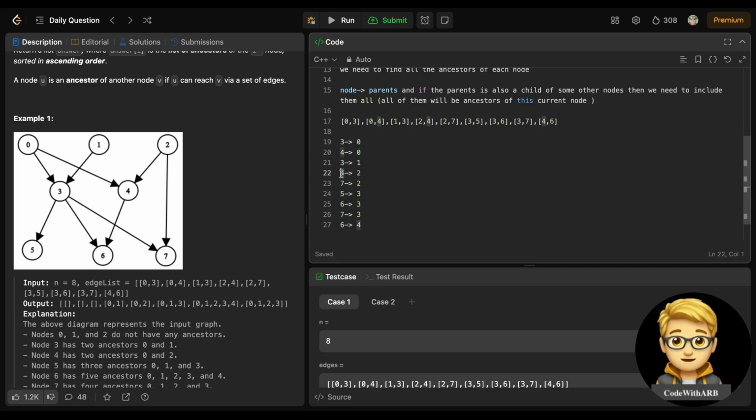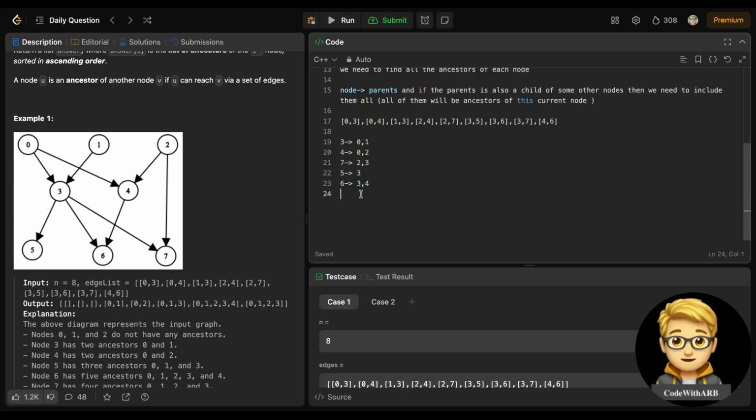Suppose this 5's parent is 3, but 3's parent is also 1 here. If 5's parent is 3 and 3's parent is also 1, and 3's parent is also 0, then 0 and 1 both are parents of 3. So you can write it like this: 0 and 1, and remove this. You can write like this: 4 and 2, and remove this. Also for 6, for 3 also: remove this, 3 and 4.